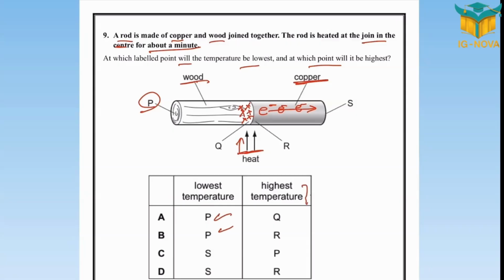Highest temperature, and be careful for this tricky part. Here, energy will transfer. On the left side, which is the wood, energy cannot transfer and will gather here. All heat will gather here, so at Q it's the highest. So I'm going to go for A.